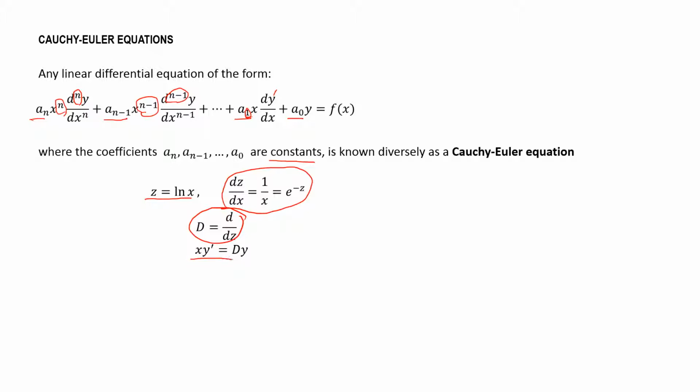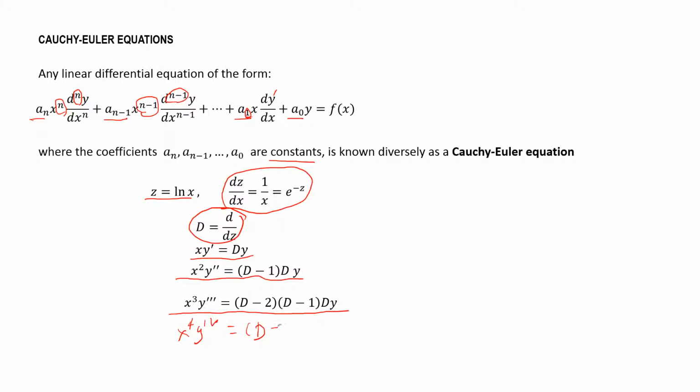x y prime is the same as Dy. x squared y double prime is the same as D(D minus 1)y. It's easy to remember this. And x cubed y triple prime is the same as D(D minus 1)(D minus 2)y. Of course, this can be extended: x to the fourth y to the fourth will be equal to D(D minus 1)(D minus 2)(D minus 3)y, and so on.